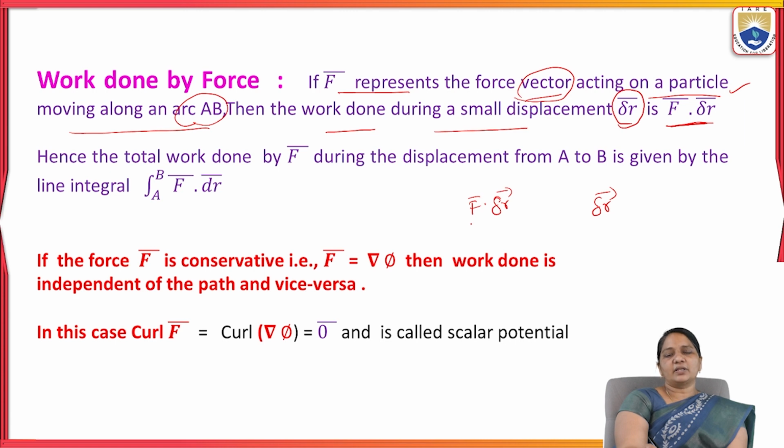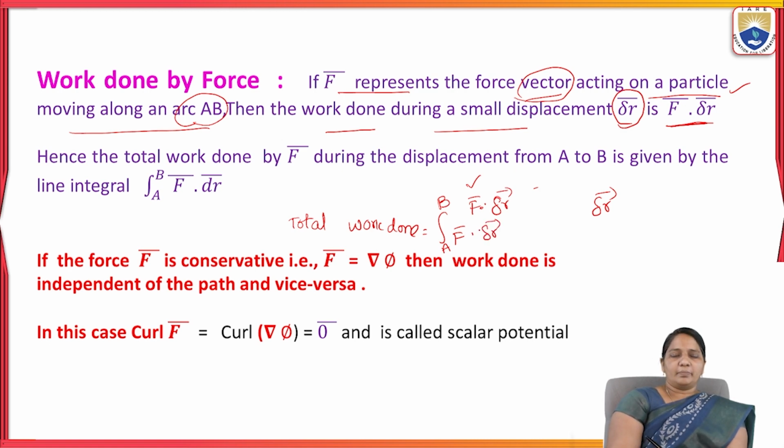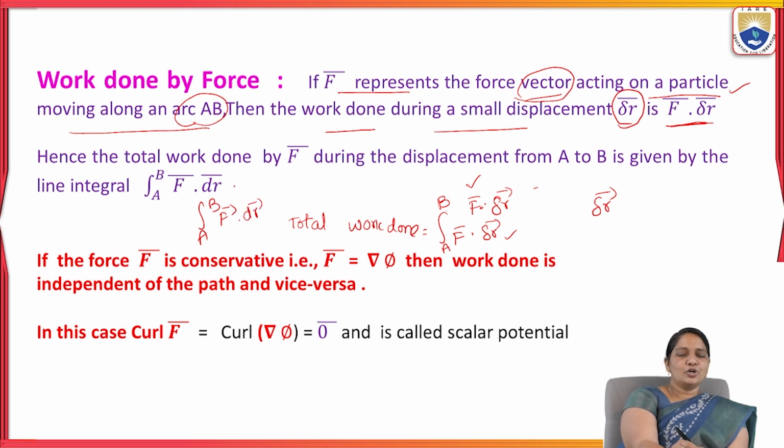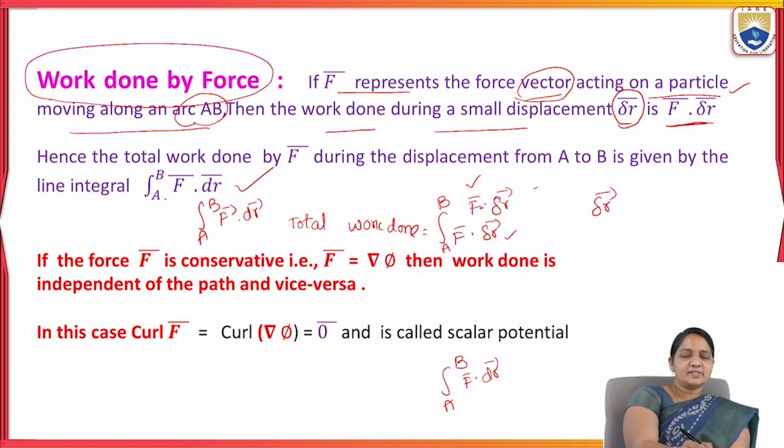Now this is the work done for a small displacement, and I want the total work done. What are the starting point and the end point? The start is A and the end is B, so we convert del r bar to dr bar. The integral from A to B of F bar dot dr bar is the total work done. If the question asks us to calculate the total work done, we have to use this formula, the integral from A to B of F bar dot dr bar.